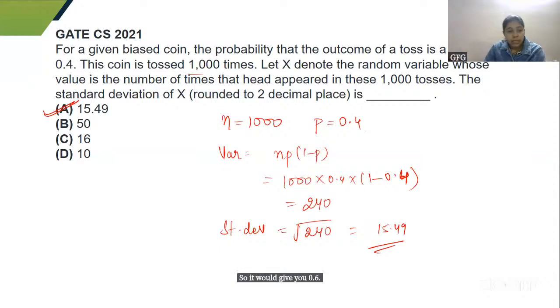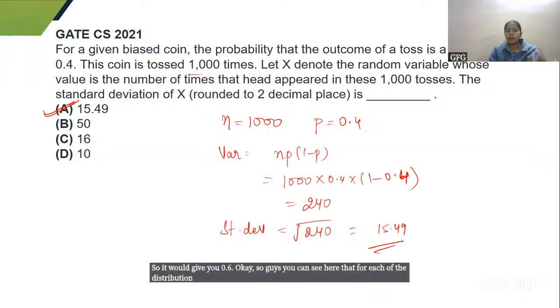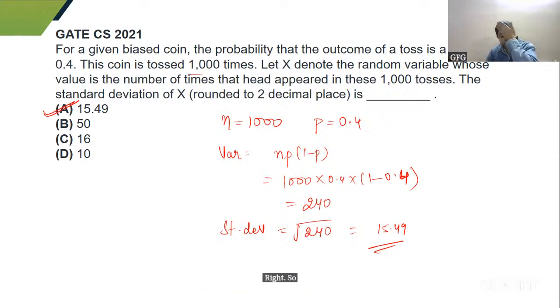Okay. So guys, you can see here that for each distribution, be it binomial, Bernoulli, exponential, Poisson, standard normal, or normal distribution, you have to remember the variance, standard deviation, and its probability distribution. Just remember that, right? So that would help you to solve the questions.